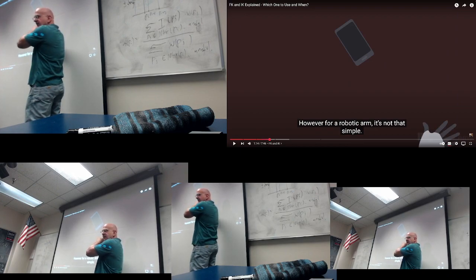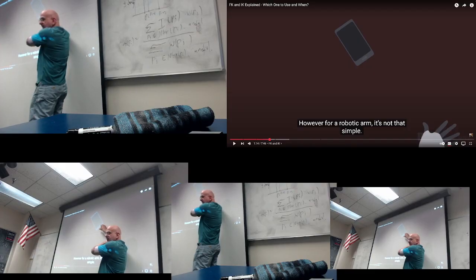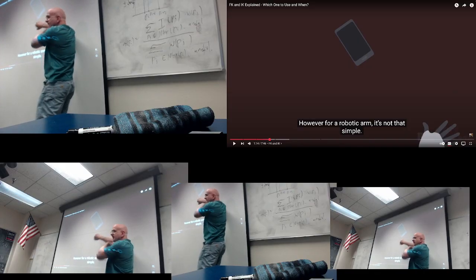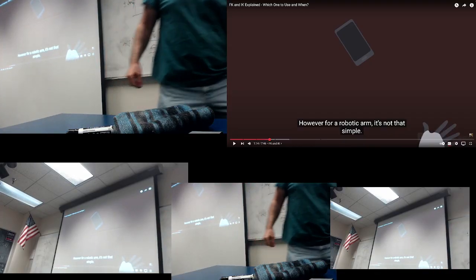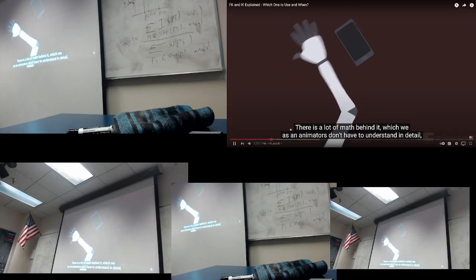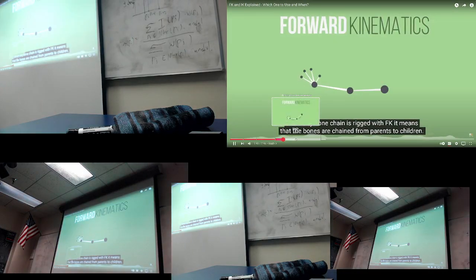The reverse kinematic is way harder. It's to ask what the angle of each part should be if I want this movement of the hand. What should be the angle of this joint? That would be the reverse kinematic. It's not that simple. There is a lot of math behind it, which we as animators don't have to understand.